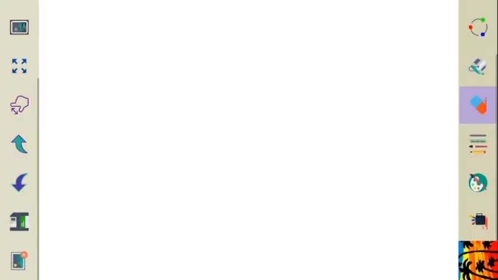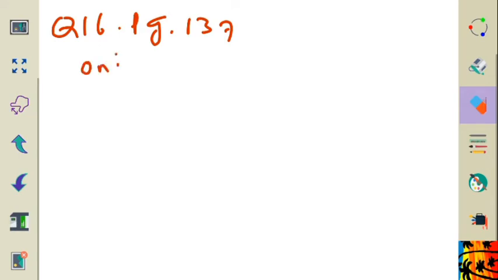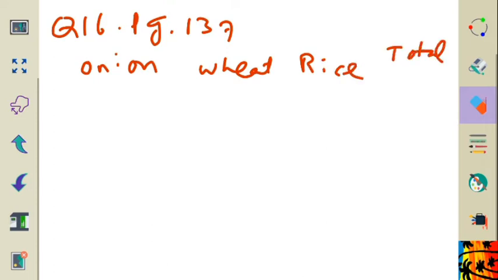The word problem is question number 16, and our page is 137. So you can also have the book and see the question. The cost of 4 kg onion, 3 kg wheat and 2 kg rice is rupees 60. So there are three commodities it is giving: onion, wheat and rice. And the total cost is also given.